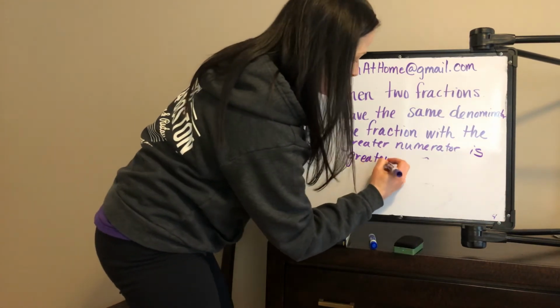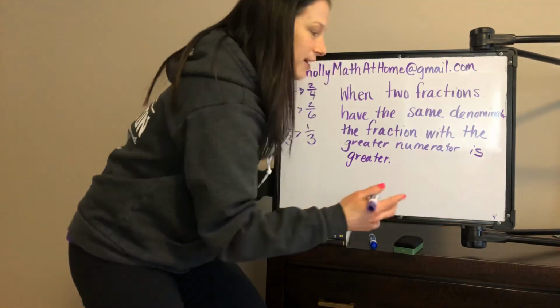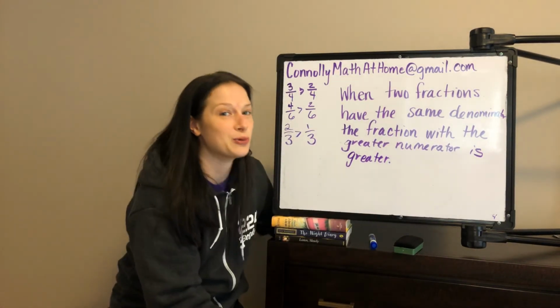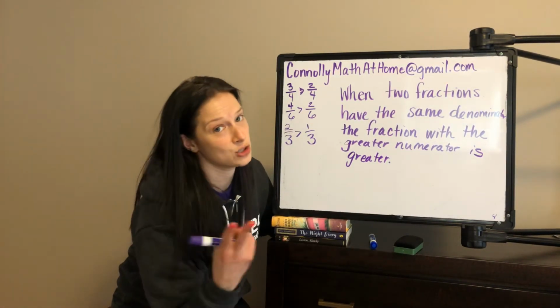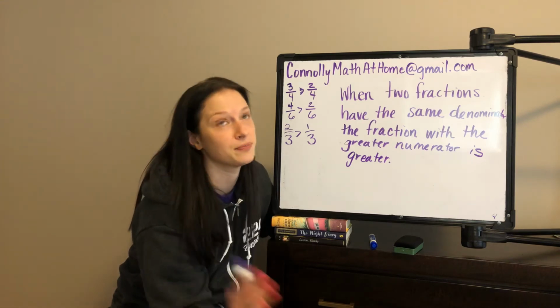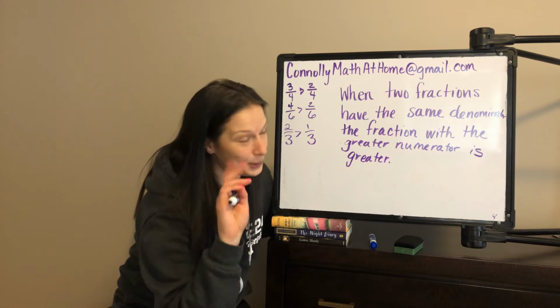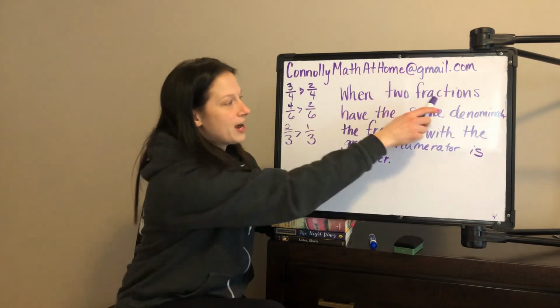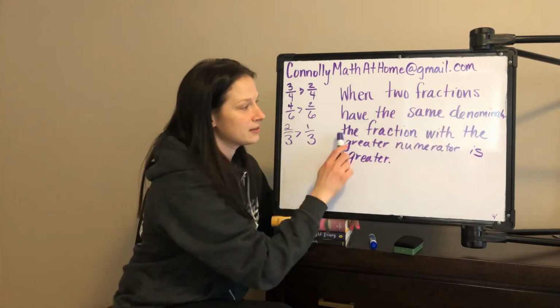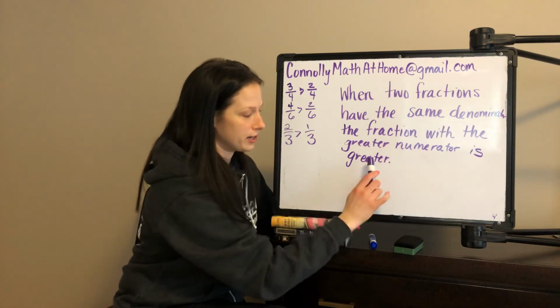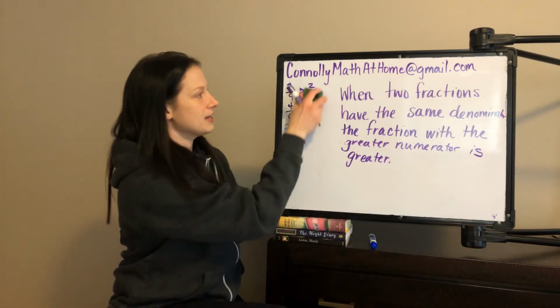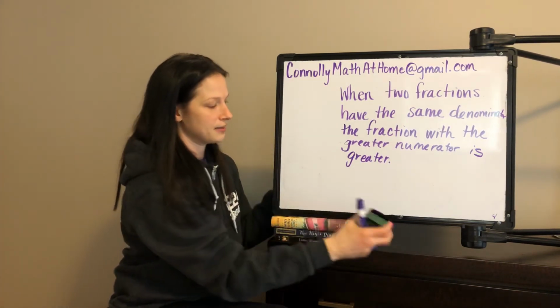Okay, so then once you form a conjecture, we have to think, is this true all the time? So we're going to just look at 2 more quick examples, and I wish you were here to tell me what you think. We're going to think about it together. So when two fractions have the same denominator, the fraction with the greater numerator is greater. So let's see if that is true all of the time.